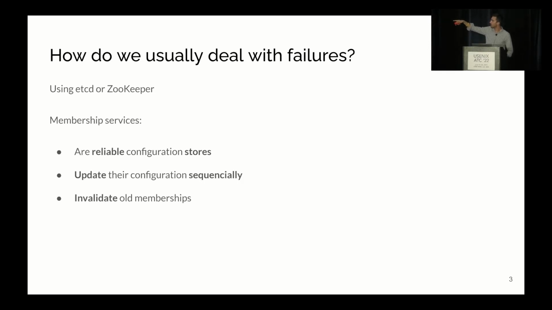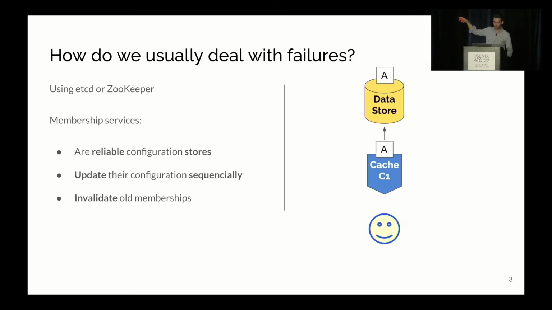To see why the last point is important, we'll go with a small example. Let's say that within our system, we have a data store that is hidden behind a cache. And we have a client that wants to retrieve the value stored in our system. So it's going to wait for a membership. And this membership that it gets, M1, says that the cache, C1, is part of the system. So it can use it to actually retrieve the data.